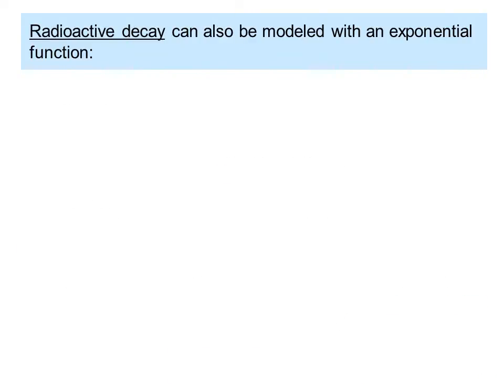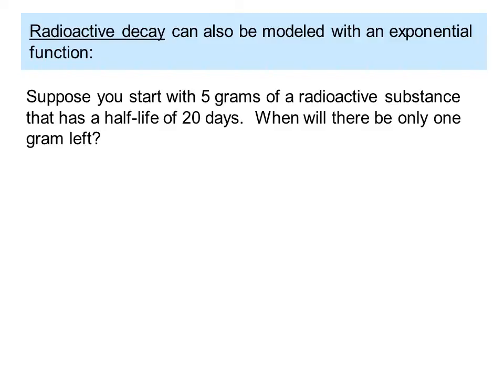Radioactive decay can also be modeled with an exponential function. Suppose you start with 5 grams of a radioactive substance that has a half-life of 20 days. When will there be only 1 gram left? Well, we know that after 20 days, half of the substance will have changed form. So we have 5 times 1/2, or 5 halves left.